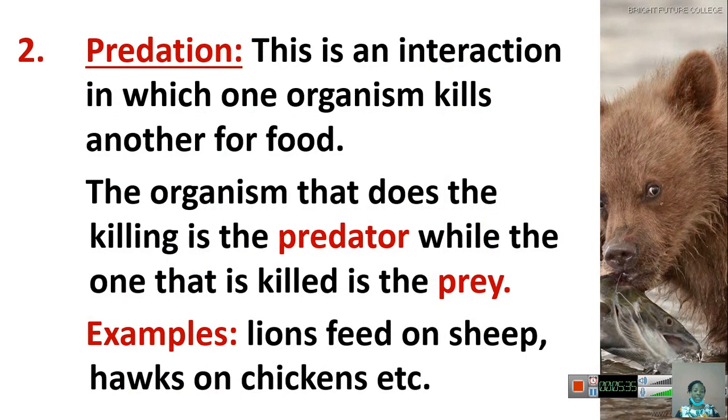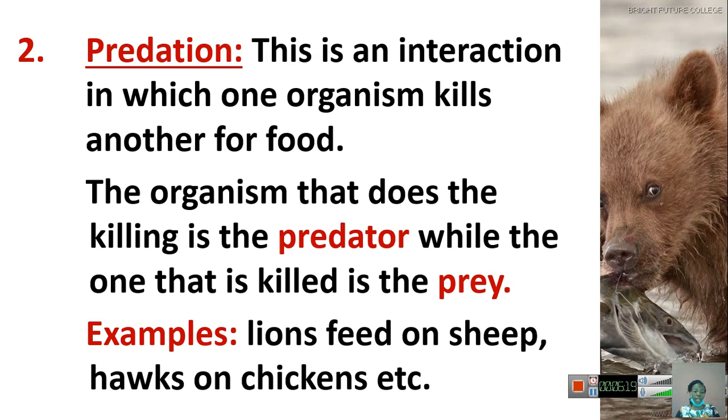Okay, the second symbiotic relationship we are going to talk about is predation. Predation. This is an interaction in which one organism kills another for food. One organism kills another for food. In parasitism, there is no what? Killing, in as much as the other organism can be harmed, but most times it does not lead to death. But whenever you hear predation, it's talking about what? Death. One of the organisms involved must do what? Die. So, the organism that does the killing is the predator, while the one that is killed is the prey.